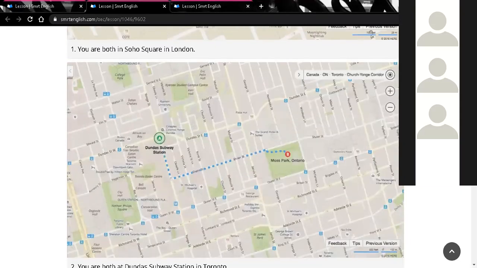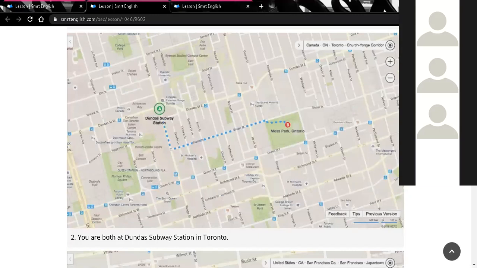And it says, you were both at Dundas subway station in Toronto. Here is where we are. Okay, I'm going to ask Ilse. Ilse, how do I get to the Moss Park, Ontario? Oh, no, you know what? We're going to be focusing on this park, but I'm going to be asking you, let's start the conversation. Just follow me, okay? Hi, is there a park around here?